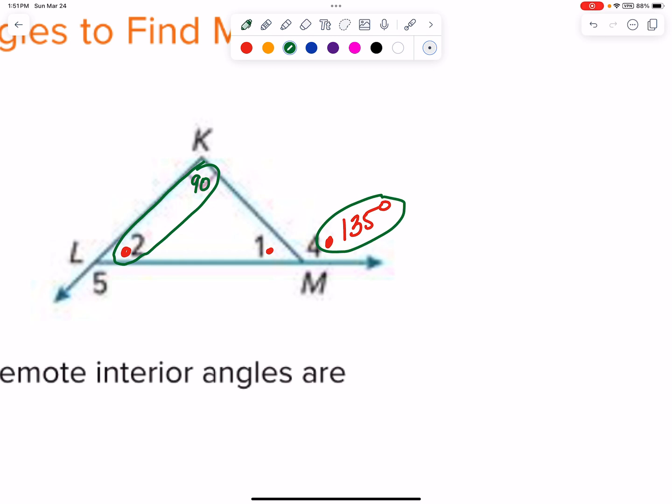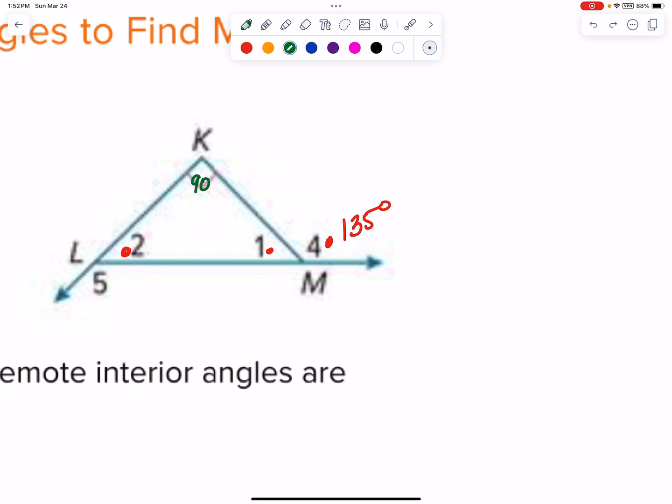Sorry if I said remote exterior, just exterior angle, and it's equal to the sum of 90 plus mystery number, right? So we have a couple ways of solving this. You also might have thought, oh, angle 1 and 4 are on a straight line. So these are supplementary angles. So I could do 180 minus 135 to get angle 1. And then I know that angle 1 plus angle K here, which is 90, plus mystery angle, they have to add up to 180 also. So you have a couple ways of solving it. You can really go any method you want.